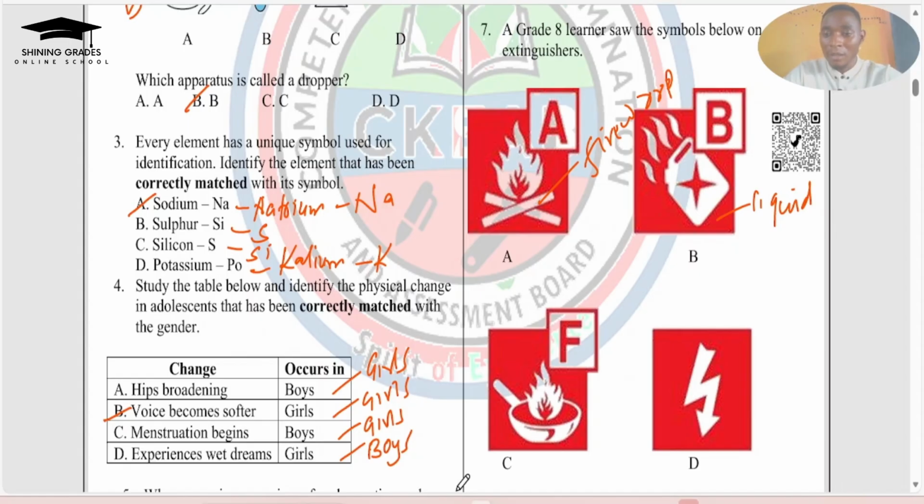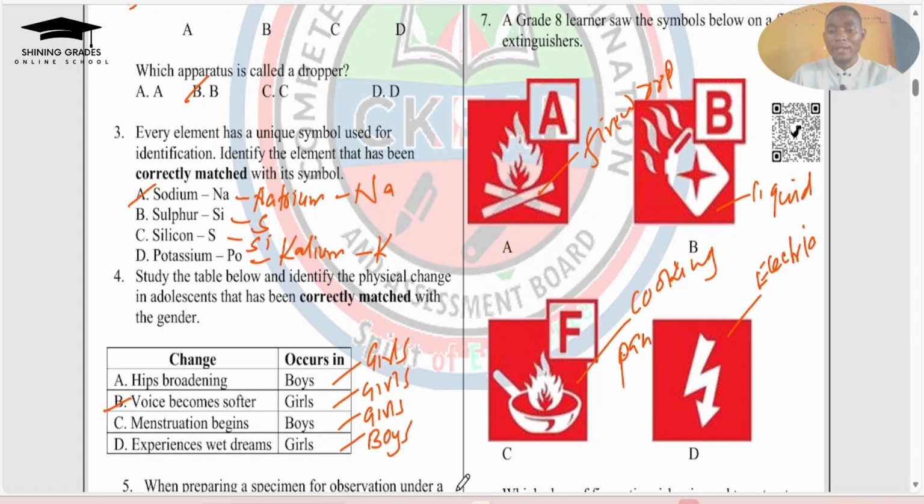Might be a flammable liquid. And we also have the third one with a cooking pan. You can see a cooking pan, an indication that cooking oil is burning. And we also have a sign of electric shock or electric fault that can also be found on a fire extinguisher.